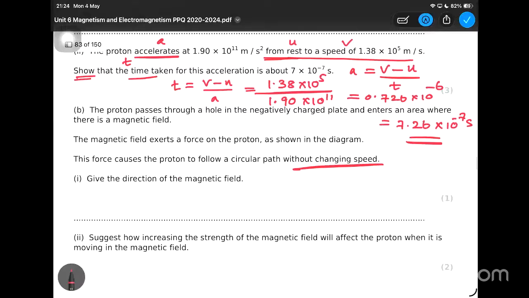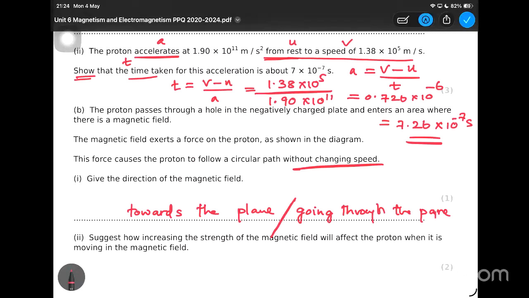So the direction of the magnetic field is towards the plane, or going through the paper, right? Going through the paper, but in this case, you need to be specific. Going through the paper, it can be pointing towards you, or it might be going away from you. So if you are writing like this, you need to write going through the paper away from us, right? Not pointing towards you, not coming towards you.